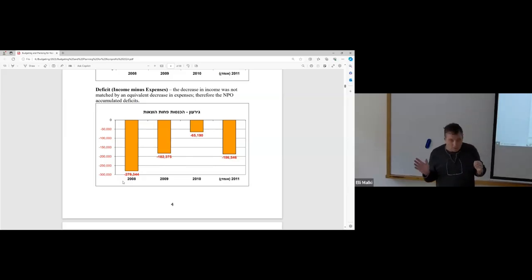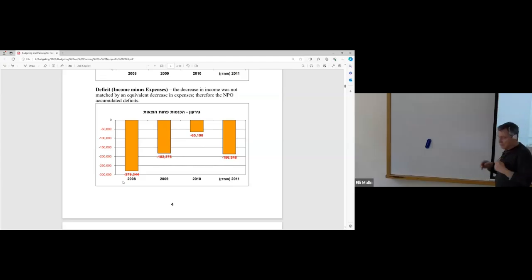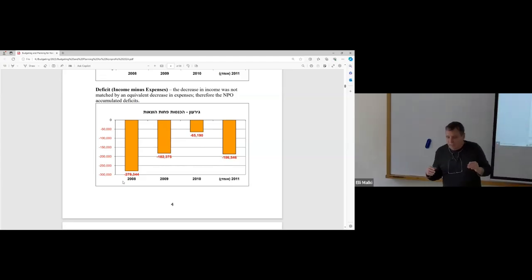I presented here 4 years, but they may have overspent even before that. That creates an accumulated deficit. Now, there is a question, how can an NGO absorb accumulated deficit? So we will see that later on when we talk about financial statement. Right now we'll take it as a given, but there is a certain point in time in which the organization cannot absorb any more accumulated deficit.